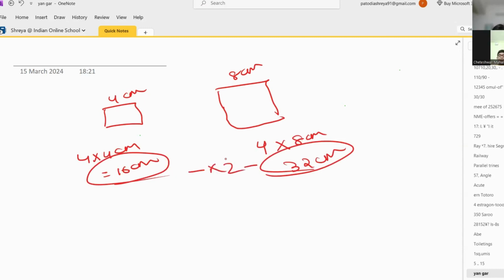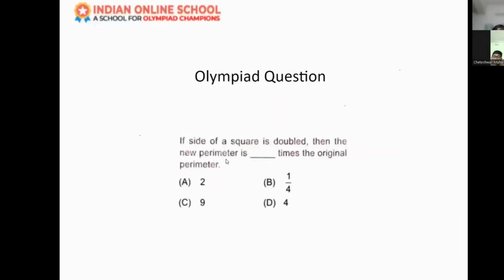Yes, ma'am. So when the side of a square is doubled, the new perimeter is also 2 times the original perimeter. Okay, all of you?